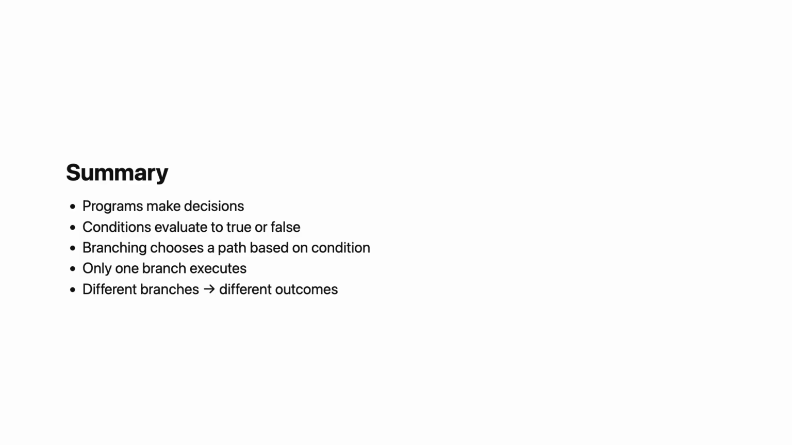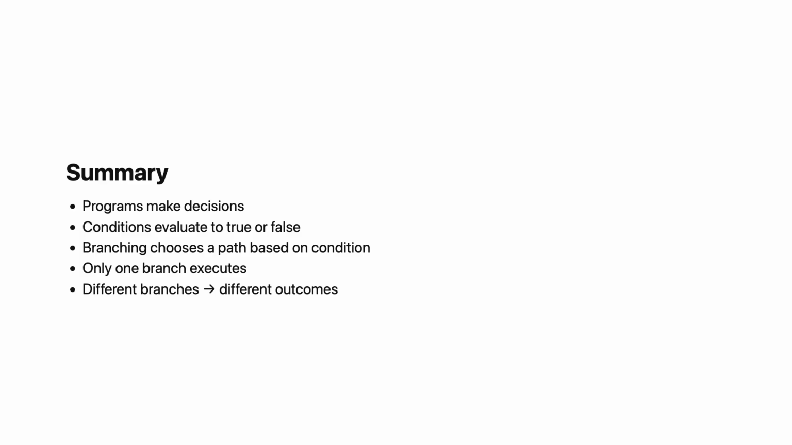Login systems check if credentials are valid. Games check if the player collided with an obstacle. Calculators check what operation the user selected. Branching is what makes programs flexible and useful. It is what allows one program to handle many different situations. Without decisions, programs would be trivial. With decisions, programs can be powerful.